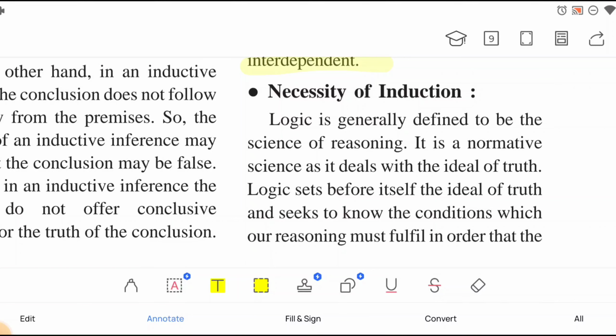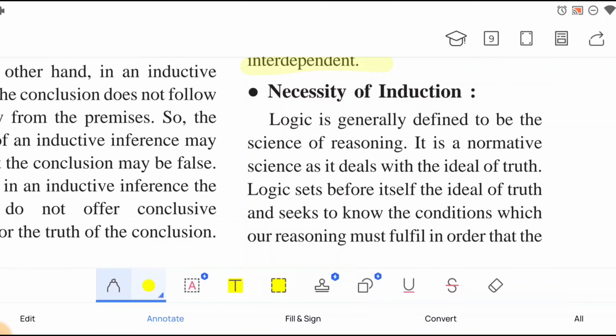Logic is generally defined to be the science of reasoning. We have already discussed that when we talk about logic, the subject matter of logic, it is the reasoning. We talk about reasoning, we study about reasoning in logic. And logic is a normative science. Why is it called as normative science? Question may arise, right? Normative science বুলি কিয় কয়? Because it deals with the ideal of truth.